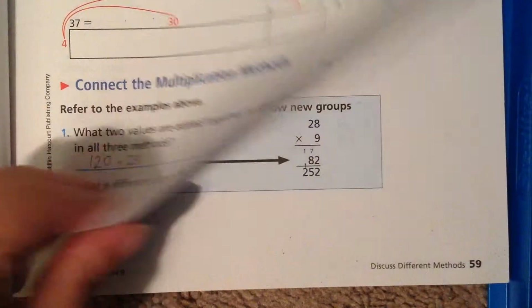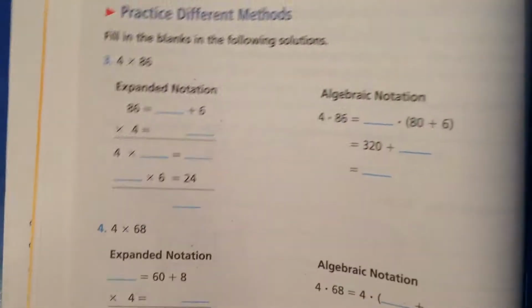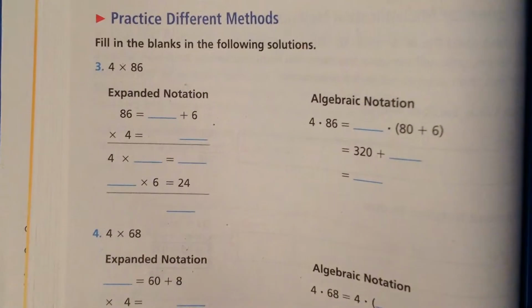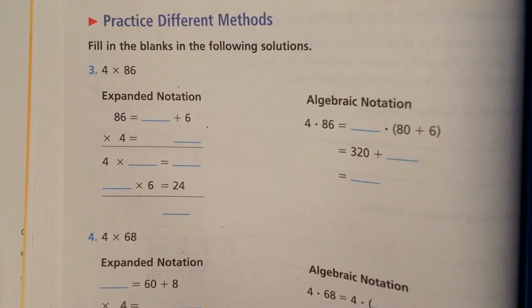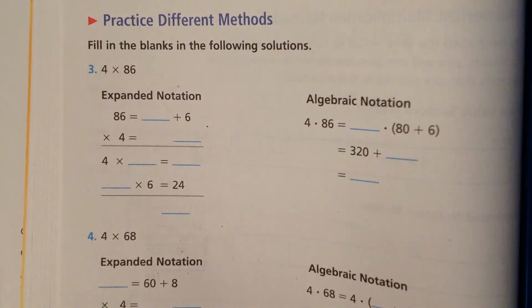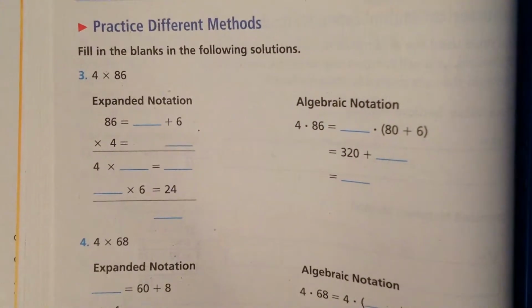Go ahead and turn to page 58. On page 58, we're going to practice these different methods. Remember, you may not like a specific method that is given here, and you are not expected to use it, but I would like you to try it here in the book. When you have found the method that you like, that is how you may do your multiplication. There is nothing wrong with that. We all have our favorites.